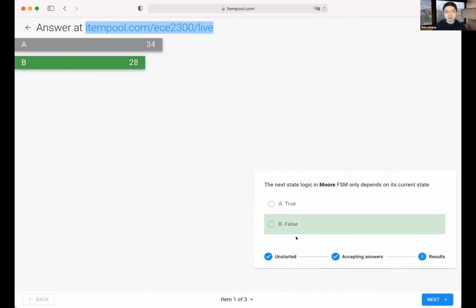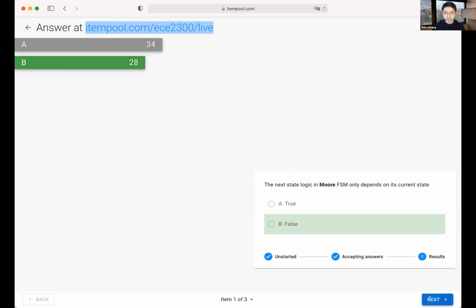Actually, this question is a little bit deceptive, right? So I'm not asking you guys about the output of the Moore machine. I'm asking you guys about the next state of the Moore machine. So it depends on both current state and inputs, right? Make sense? So this is actually false. So good job if you guys got the correct answer.